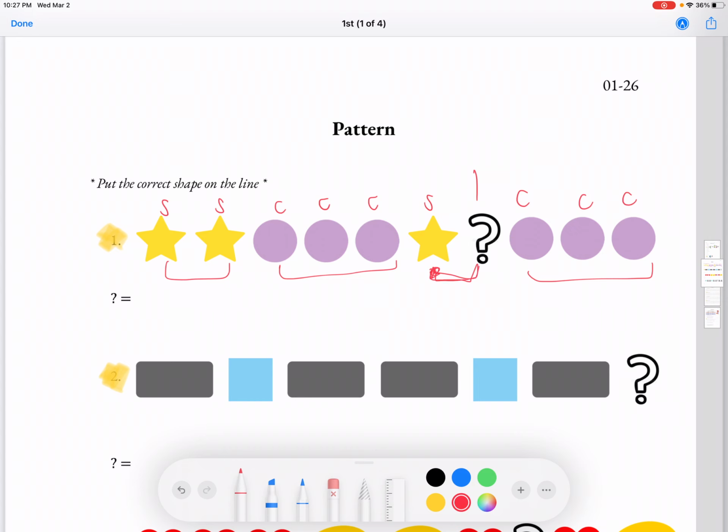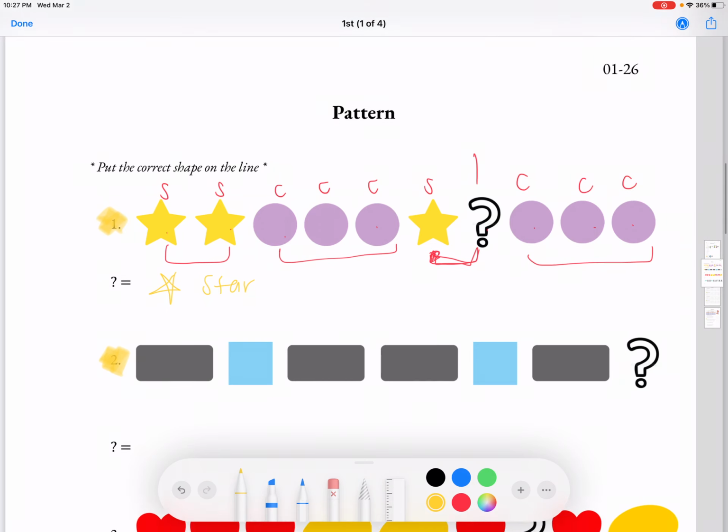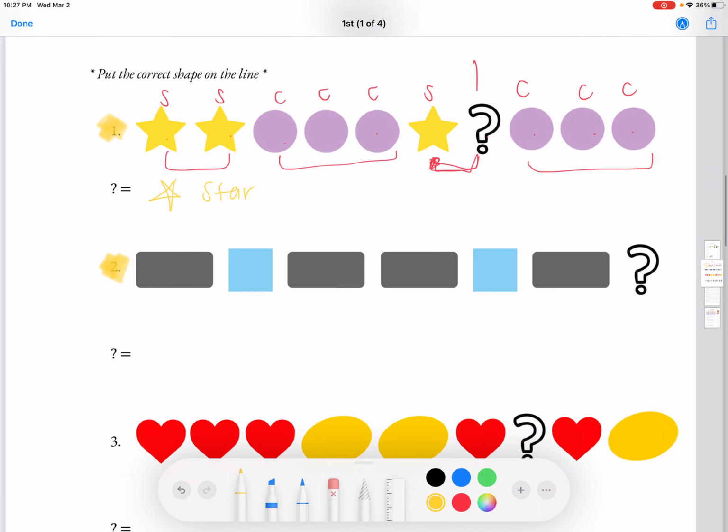Since it's a pattern, it's repeating star, star, circle, circle, circle, so that means there should be star, star, circle, circle, circle again. So our answer for number 1 would be star, since the star needs to be repeated one more time in order for it to be a good pattern. Moving on to number 2.